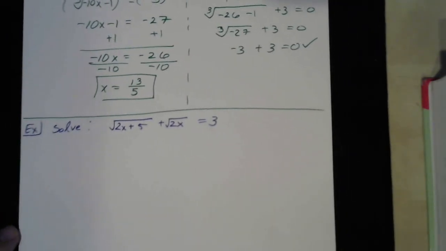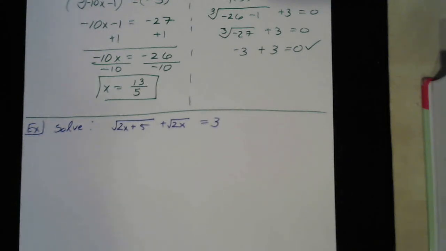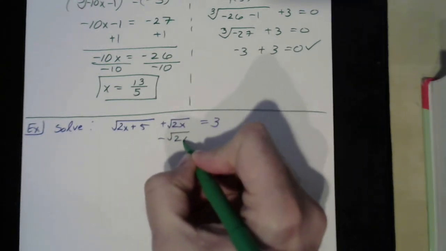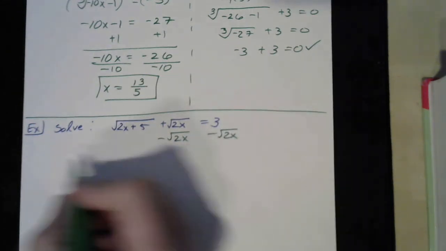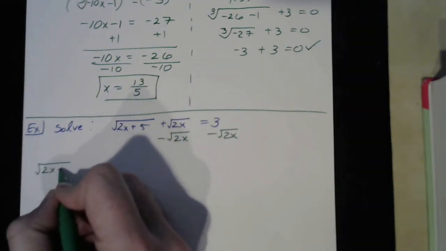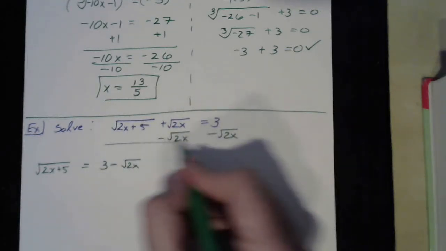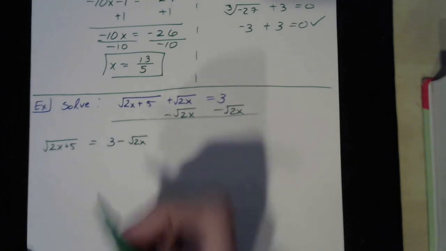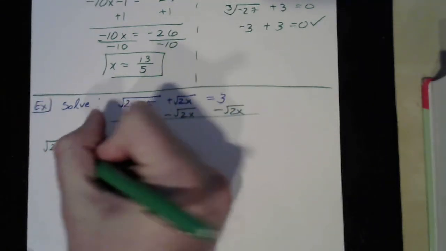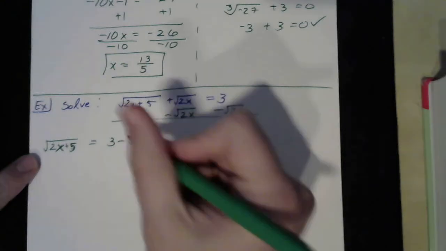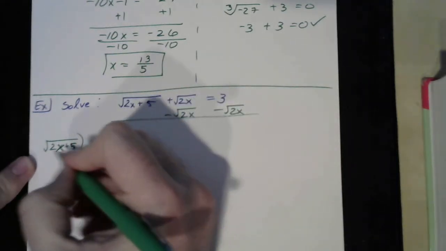So when you have two radicals, you need to start with one and eliminate one at a time. So the first thing I'm going to do is move one of these two radicals to the side with the 3, so I can just solve for one of them. And I'm going to move that square root of 2x over. So now I have the square root of 2x plus 5 equals 3 minus the square root of 2x. And we're doing this because now I can follow our steps.